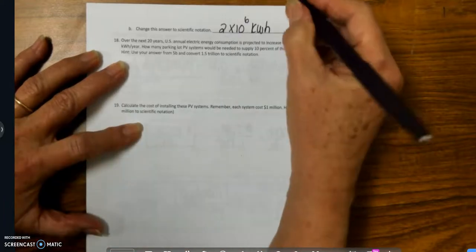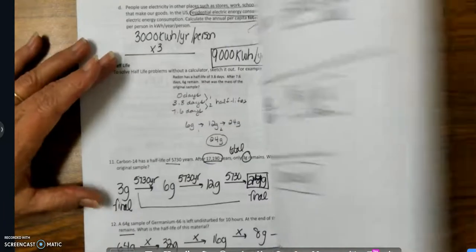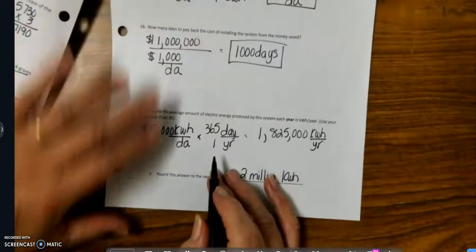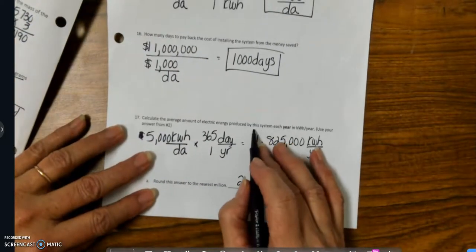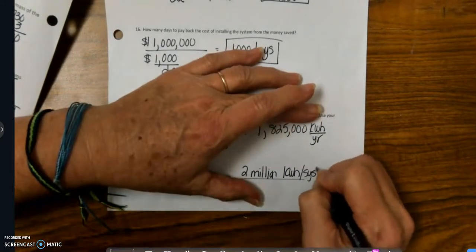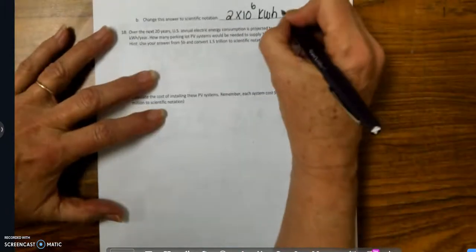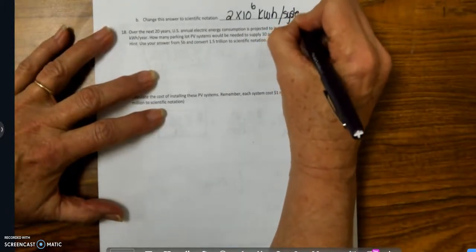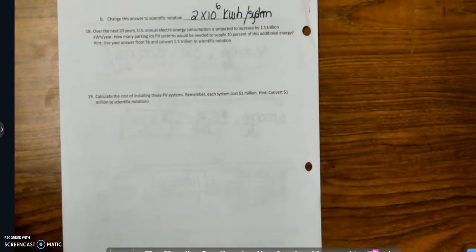All right. Did I put per? Yeah. And this is actually something that is important in this problem. This is each system per year. So this is actually kilowatt hour per system. Let's look at this one. Kilowatt hour per system. And that's going to help us a lot in the next problem.